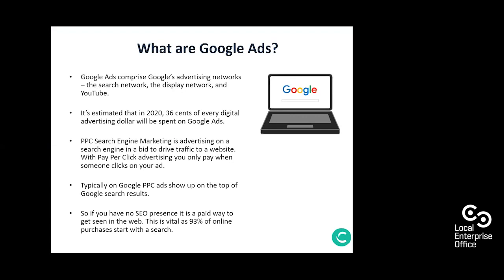It is estimated that in 2020, about 36 cents of every digital advertising dollar will be spent on Google Ads. What we're going to look at here in terms of Google Ads primarily is what is called Google pay-per-click. In other words, that's where you pay for traffic to your website. Obviously, if you don't have strong search engine optimization, if you don't appear organically within Google, then Google pay-per-click is a very good option for you.